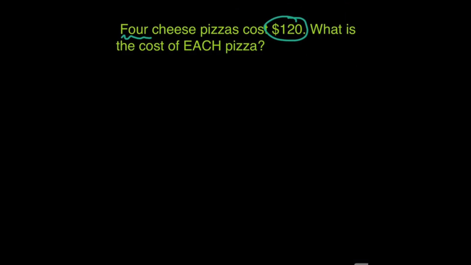Usually when you have to find a unit rate in a word problem, they're going to really emphasize each or per. Those are your key terms that easily tell you it's a unit rate. Whenever you hear each pizza, each whatever, or per, that's when you can say, okay, that's a unit rate problem.